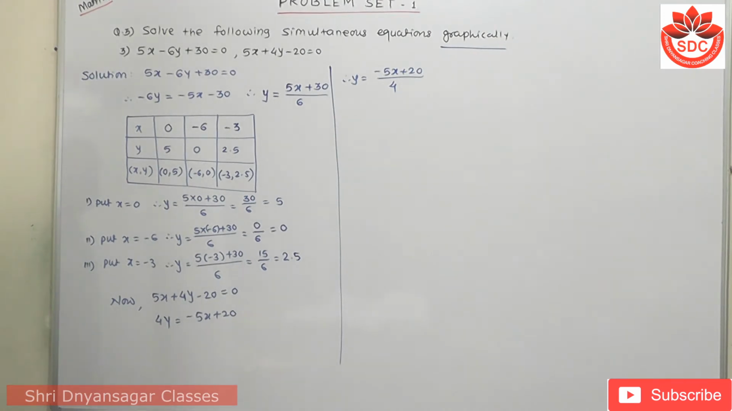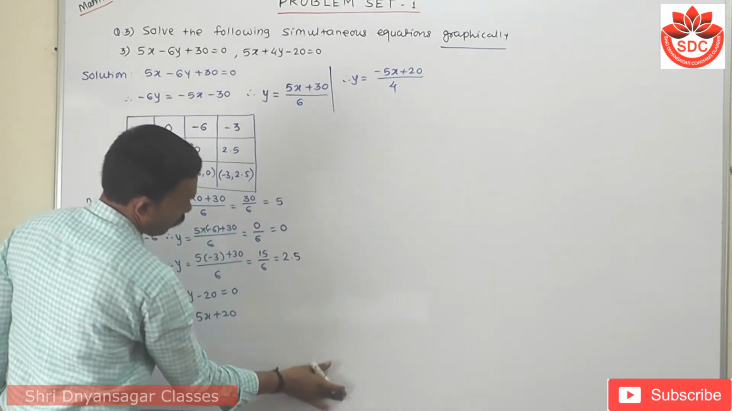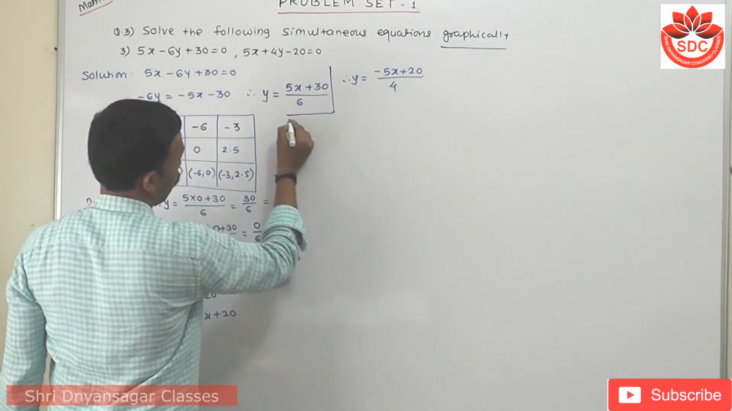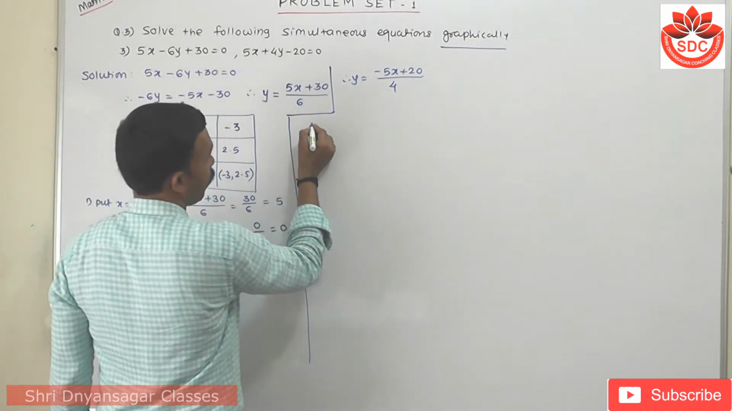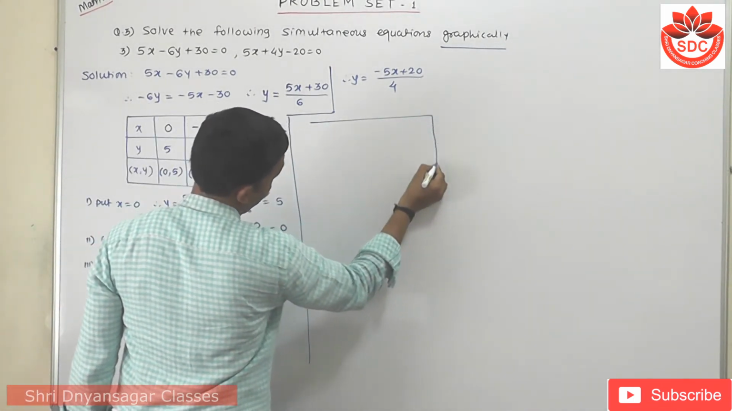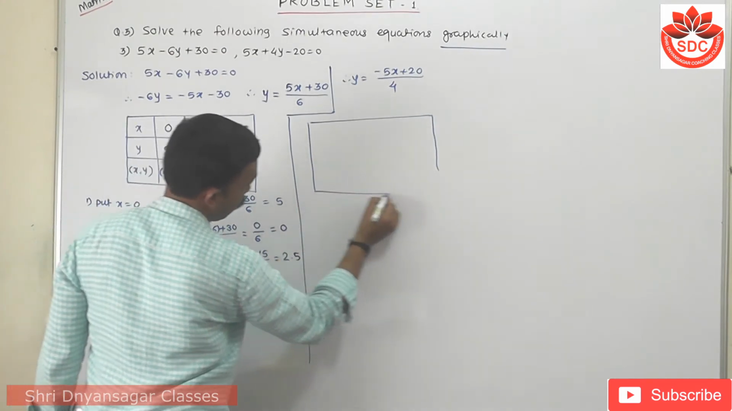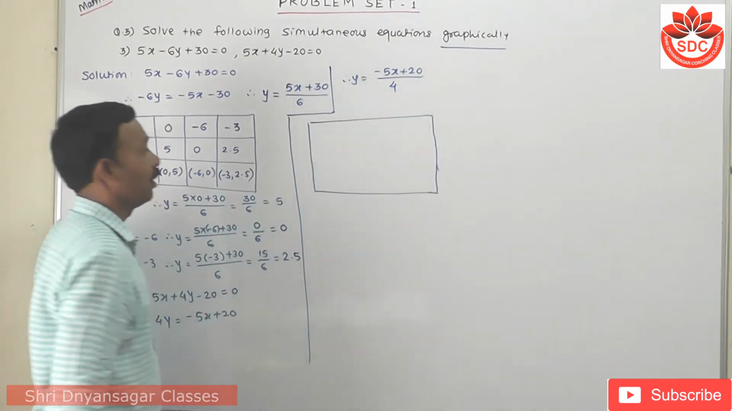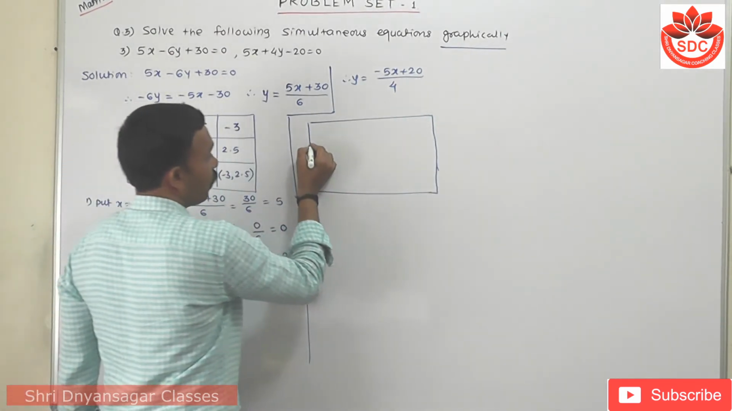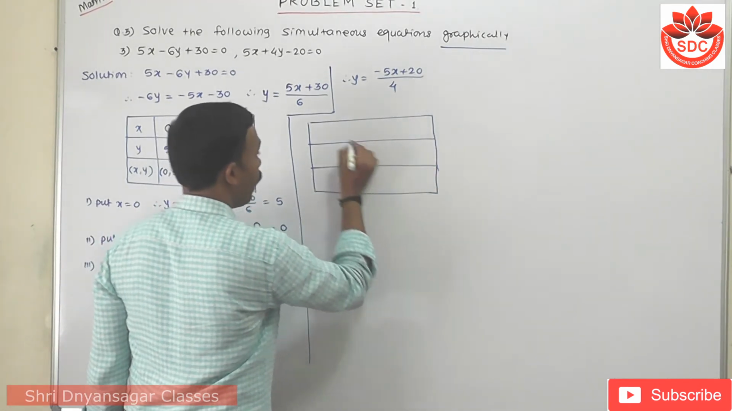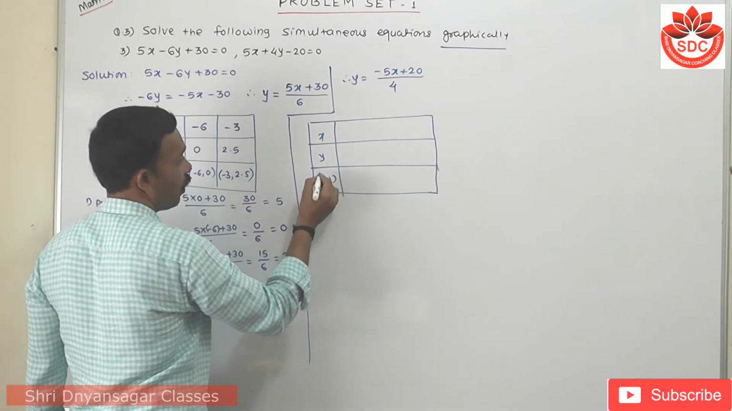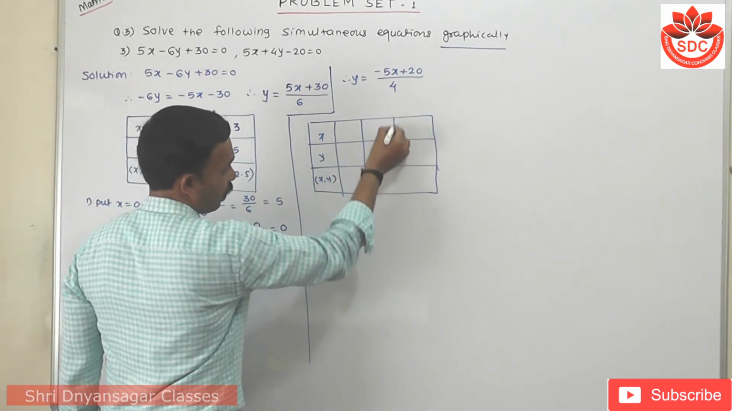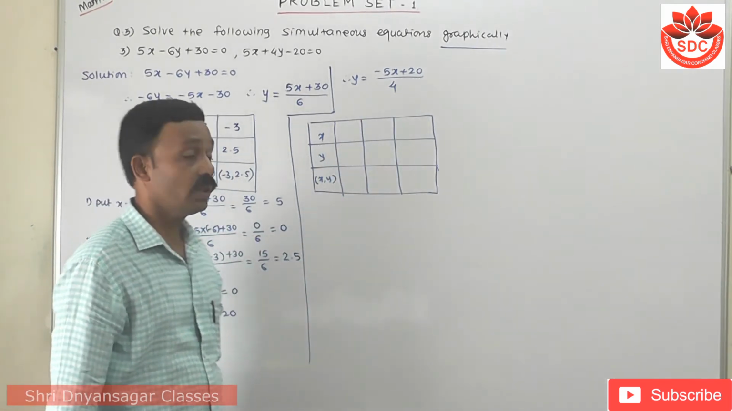Here we take one table. I have to take some space here for drawing the graph. Now take any three values of x. Find out the value of y, but here also you have to take suitable values.